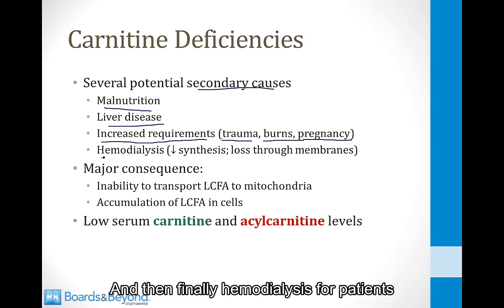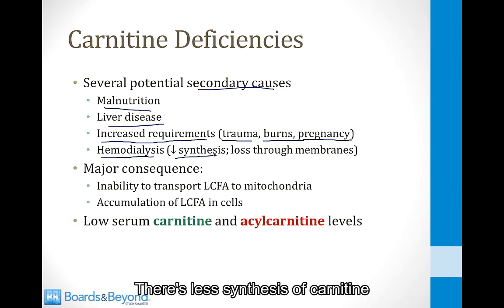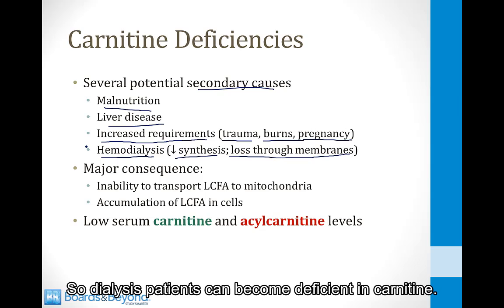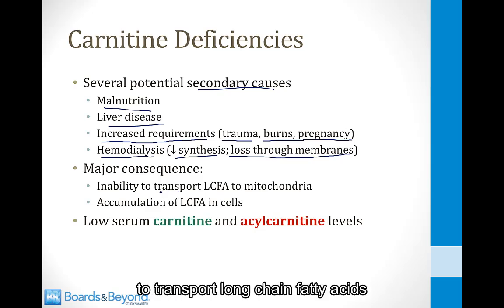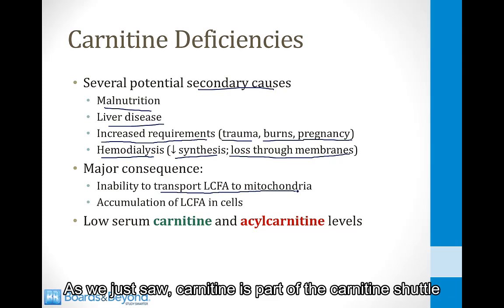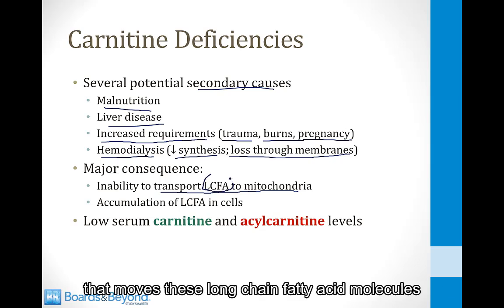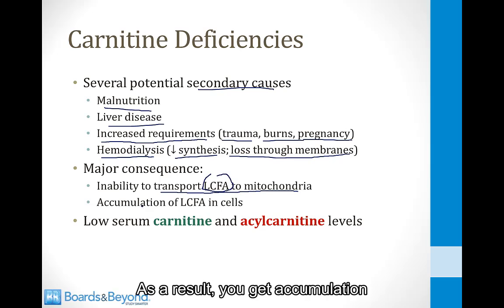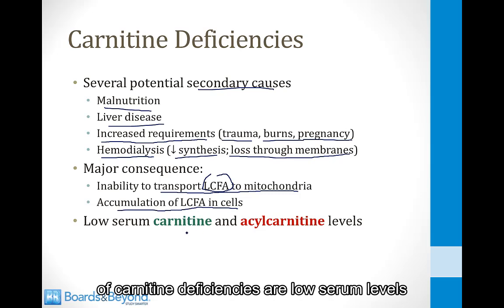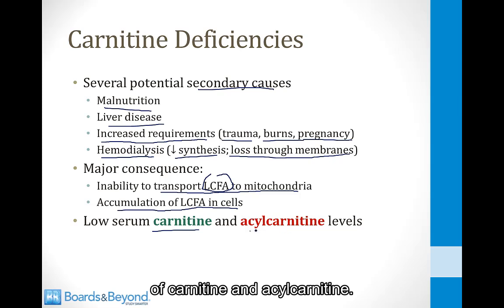And then finally, hemodialysis for patients with kidney disease removes carnitine. There's less synthesis of carnitine for unclear reasons in dialysis patients, and there's also a loss of carnitine through the membranes. So dialysis patients can become deficient in carnitine. The major consequence is the inability to transport long-chain fatty acids to the mitochondria. As we just saw, carnitine is part of the carnitine shuttle that moves these long-chain fatty acid molecules into the mitochondria. As a result, you get accumulation of long-chain fatty acids inside of cells. In addition, the diagnostic hallmarks of carnitine deficiencies are low serum levels of carnitine and acylcarnitine.